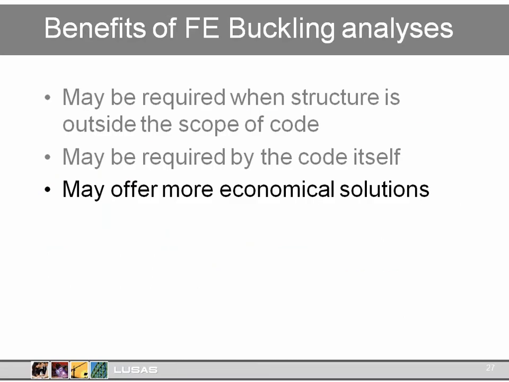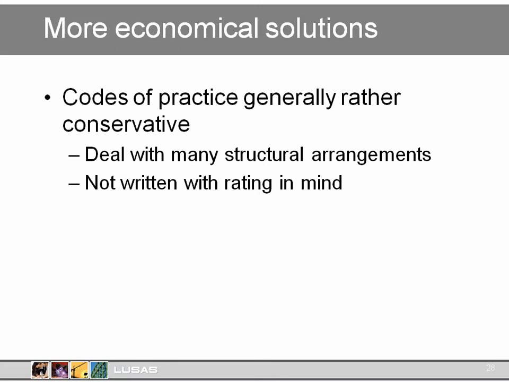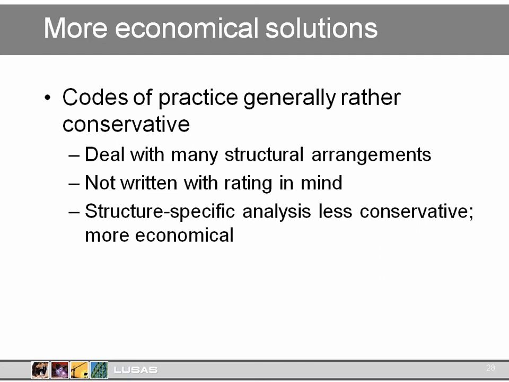And the last of our three benefits, sometimes buckling analysis using finite element methods can offer a significantly more economical solution. The problem is that when it comes to buckling, codes of practice, be they American, British, European or whatever, are generally rather conservative, having been written with the intention that the same rules can be applied to a wide range of structural arrangements. And furthermore, they're written with new design rather than rating in mind. So structure-specific analysis can be less conservative and more economical.